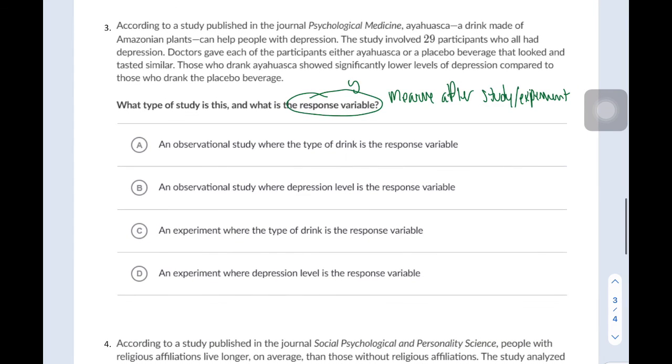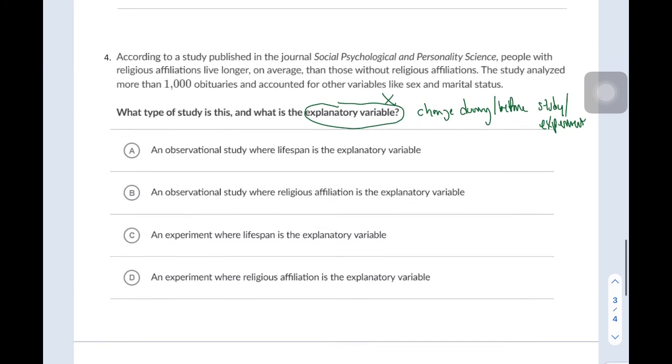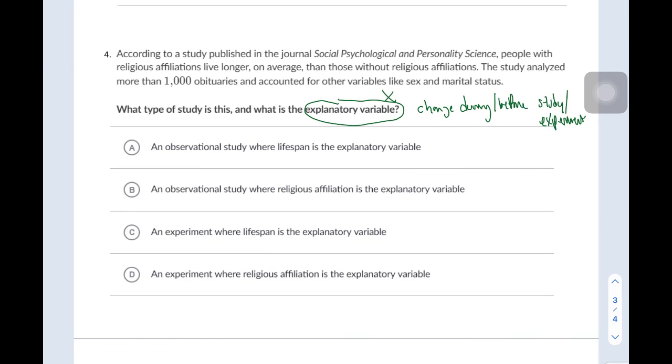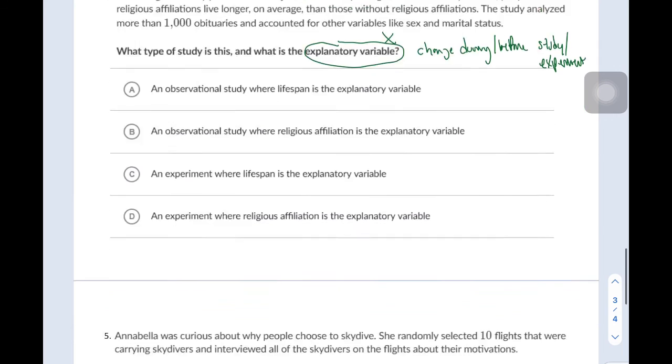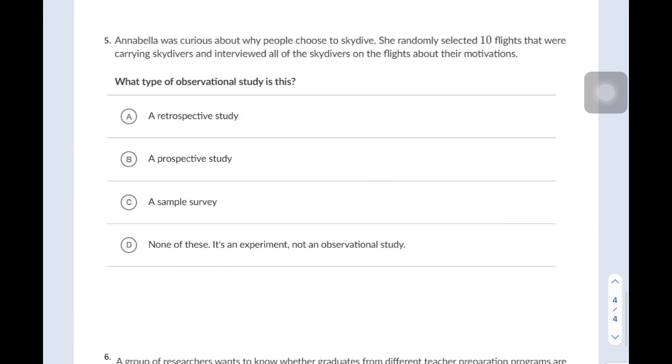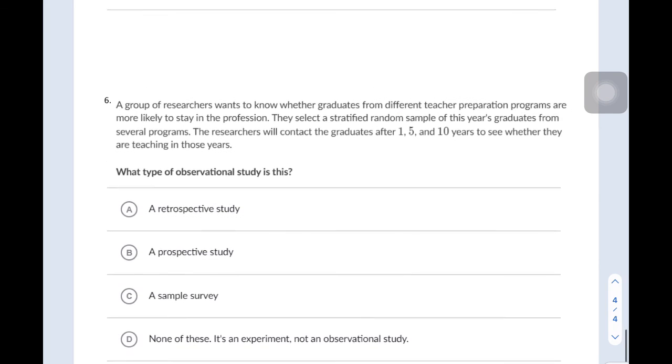Here's number 3. Here is number 4. Here's number 5. And here's number 6.